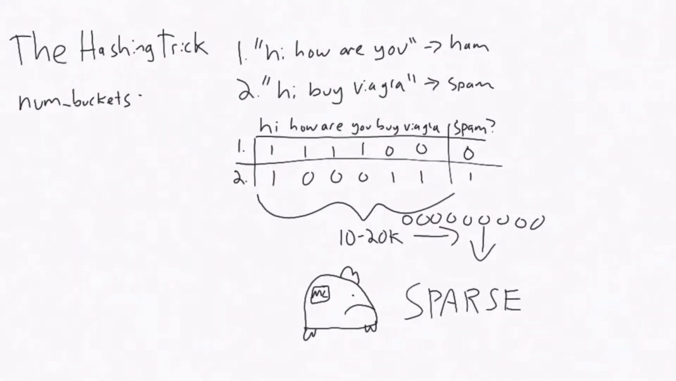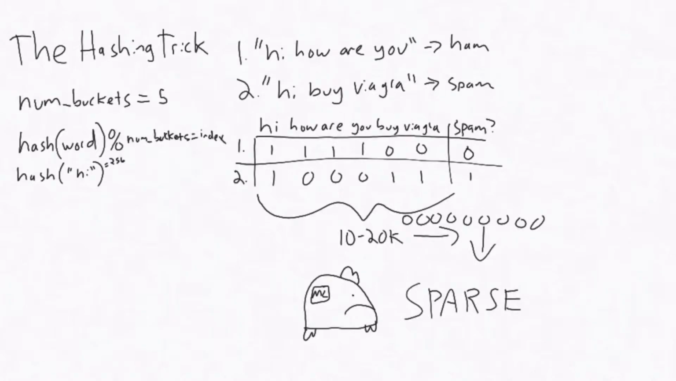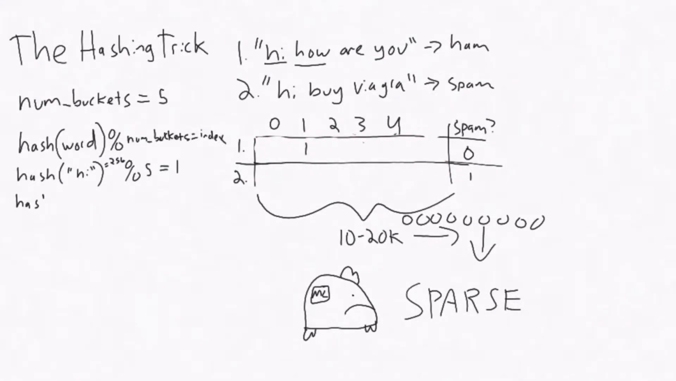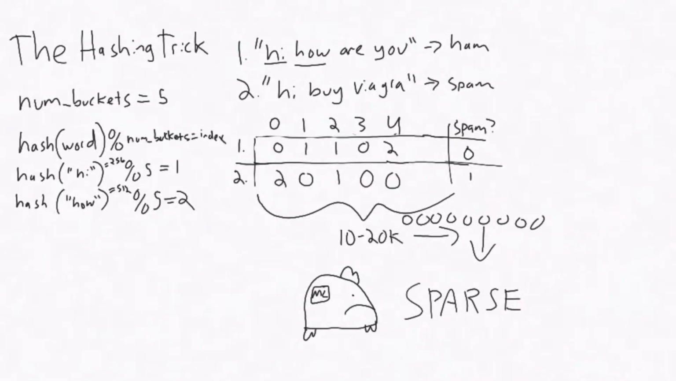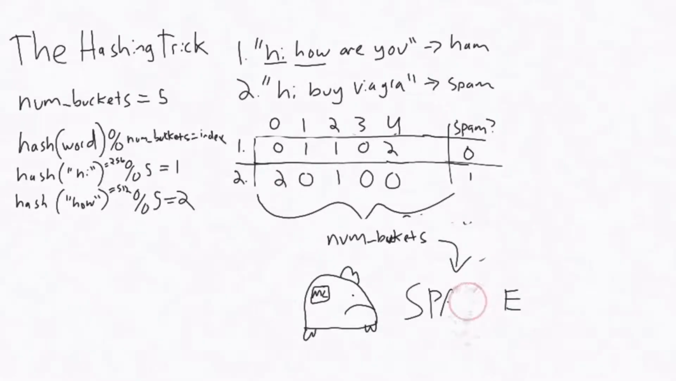To use the hashing trick, you define a number of buckets beforehand, let's say 5, and then for each word in each document, the hash of that word modulo the number of buckets is the index of the bucket you increment. This means our features are always very dense, and they're always a fixed size, and machine learning models love that.